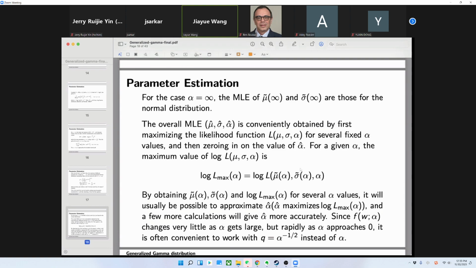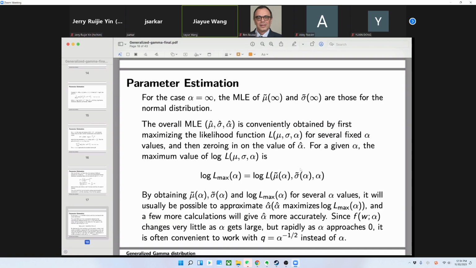And the overall MLE for mu hat, sigma hat, and alpha hat is conveniently obtained by first maximizing the likelihood function L for several fixed alpha values, and then zeroing in on the value of alpha hat. So for a given alpha, the maximum log likelihood can be written as the previous equations, then obtain the mu tilde and the sigma tilde. And for the maximum log L over several alpha values, it will usually be possible to approximate alpha hat, and a few more calculations will give alpha hat more accurately.